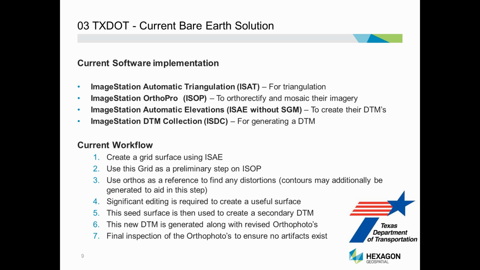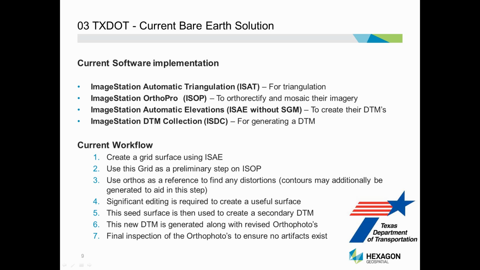It says here without the SGM because Image Station Automatic Elevations Extended actually does include a semi-global matching algorithm, but in their case they currently are not using it to create their DTMs. They also use Image Station DTM Collection, ISDC, for generating this DTM. The way this workflow works is they first create a grid surface using ISAE. They then use this grid as a preliminary step in Image Station Ortho Pro, using these orthos as a reference to find any distortions.